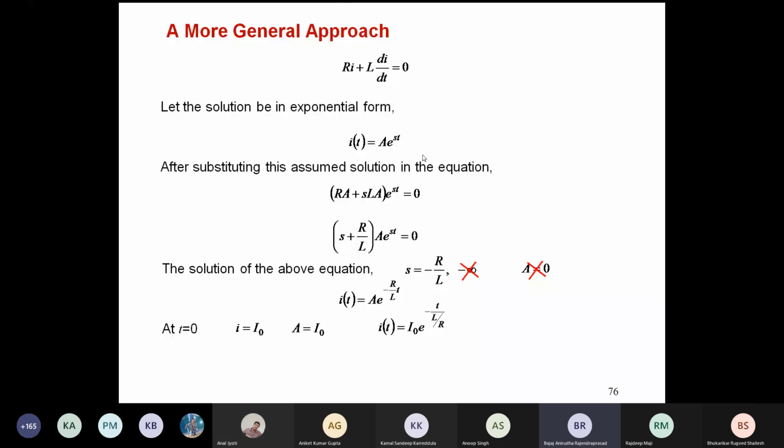I(t) is equal to I0 e to the power minus t by L by R. So we have an RL circuit, and we got this current in a certain form, I naught e to the power minus t by L by R.